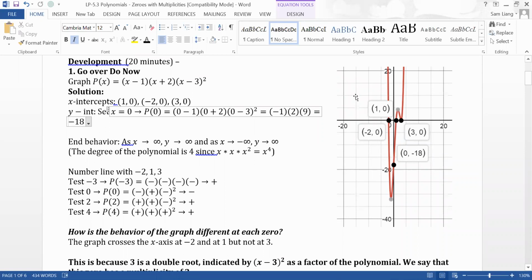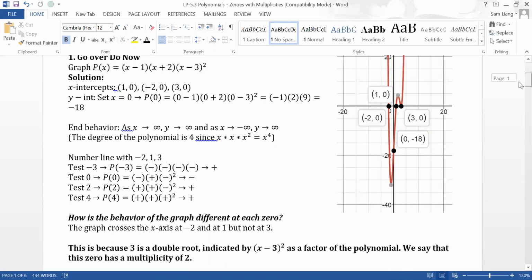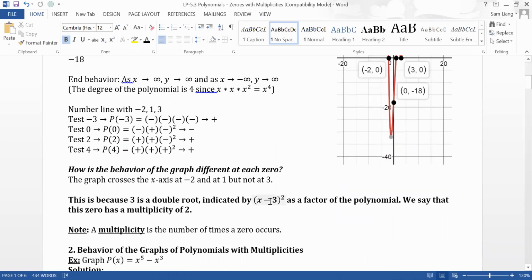We're going to focus on zeros with multiplicities, right? So as you can see here, the 0, 3, the x-intercept 3, has a multiplicity of 2, because there's a power of 2 here. So in other words, it will be a double root, as you would talk about it in algebra 2. So this is because 3 is a double root indicated by x minus 3 squared as a factor of the polynomial. We say that this 0 has a multiplicity of 2.